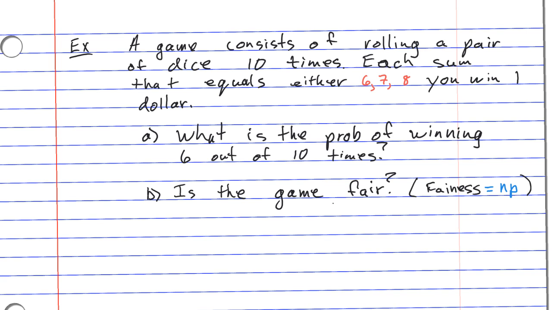All right, so a game consists of rolling a pair of dice 10 times. Each sum that equals either 6, 7, or 8, you're going to win $1. And then what is the probability of winning 6 out of 10 times? Is this a fair game? And fairness is equal to NP. So remember, you're using $5 and you're running a certain number of times and you're doing all these calculations. So let's go through and do the math.